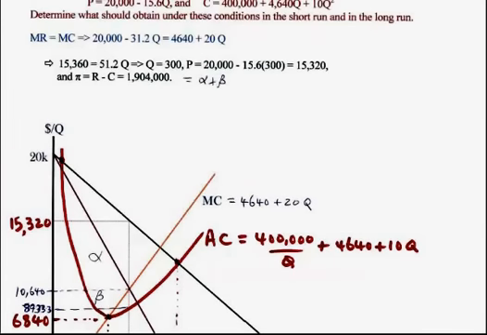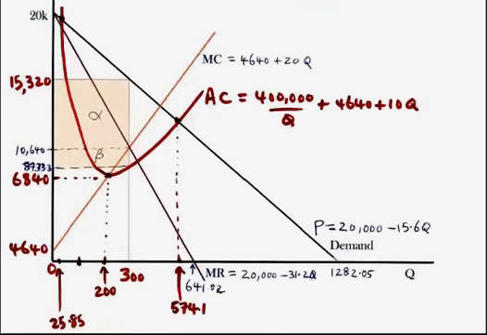We've already established that the profit is going to calculate at 1,904,000. And notice that the rectangular area between the price of 15,320 and the average cost of 8933.3, or the area I've labeled as alpha plus beta, the rectangular area alpha plus beta, will be a value of $1.904 million.